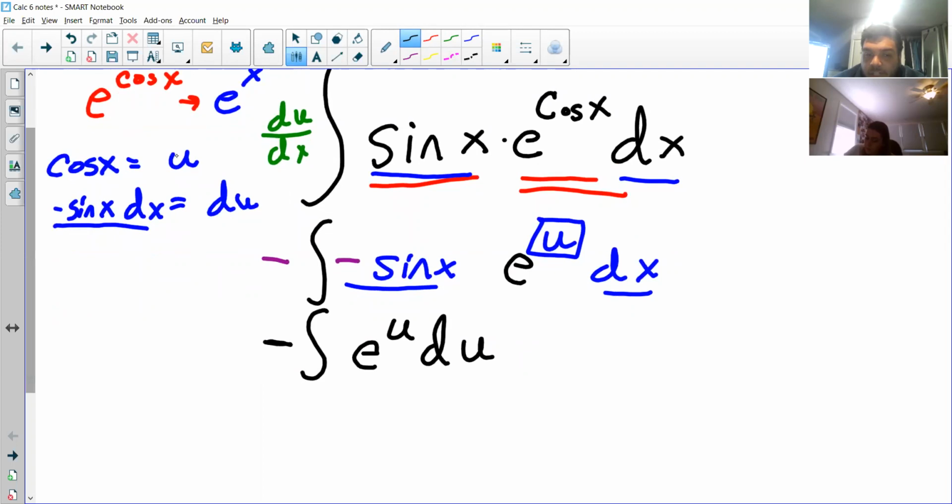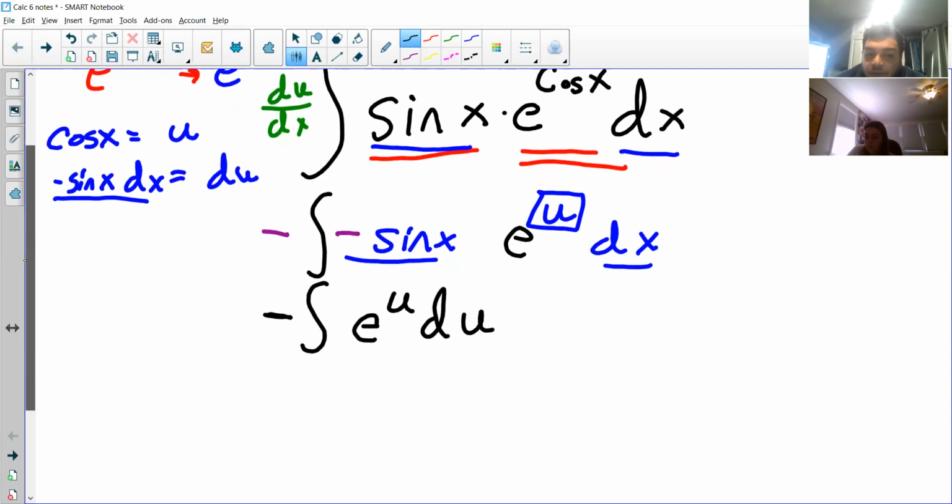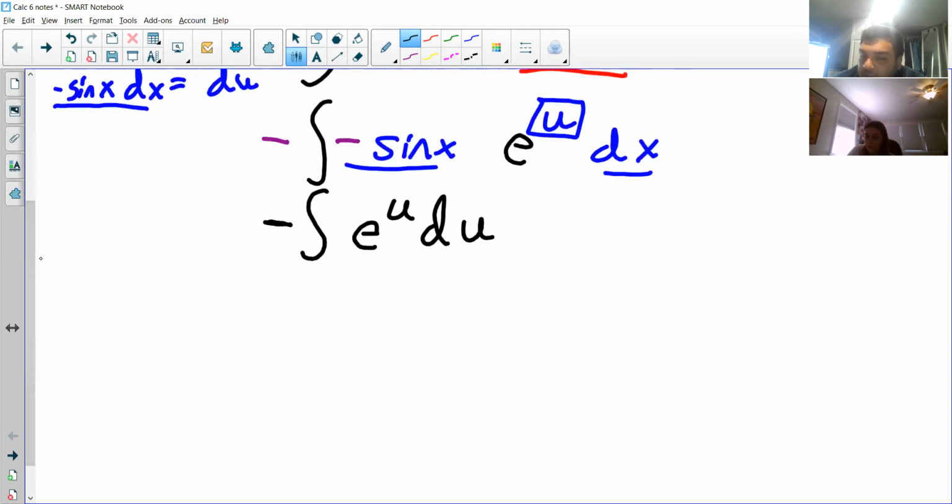So I have to figure out what I'm changing to u and then use the derivative to reduce it down to du. Now looking at this integral, the integral of e to the u du, we should all know the antiderivative of e to the u. It's the same antiderivative as e to the x. The antiderivative of this is e to the u. So we have a negative on the outside, and its antiderivative, e to the u.